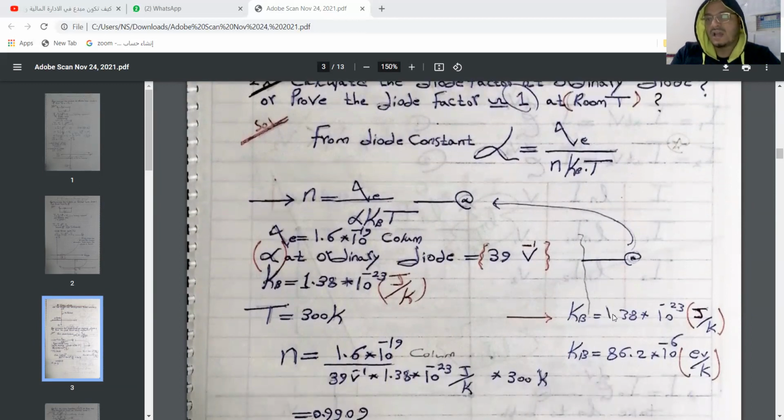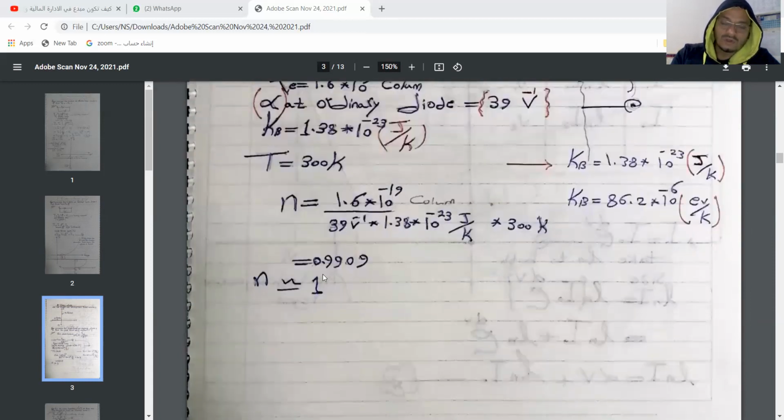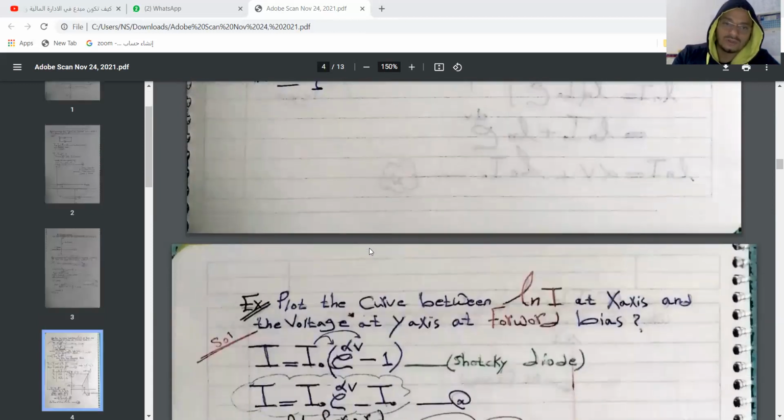Boltzmann constant, like we know, has two values, 1.38 exponential minus 23 joule divided on Kelvin, or 86.2 dot exponential minus 6 electron volt divided on Kelvin. Here we will be dealing with joule divided on Kelvin. That means we will select 1.38 dot exponential minus 23, and the result will be approximately equal 1.